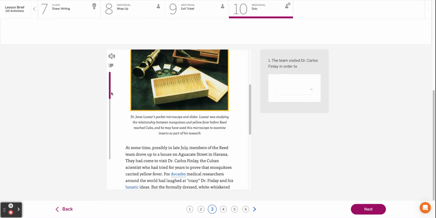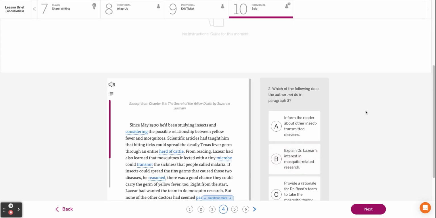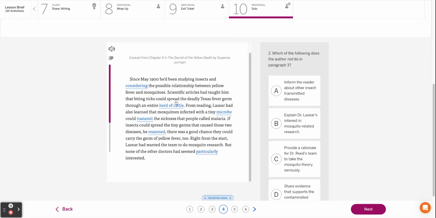Reading these sections and answering the questions. So this is about Dr. Finlay. He is another researcher that the team is visiting to learn more information. Be sure you read each one of these passages. They're very, very short, 1 paragraph, 2 paragraphs, and answer the questions.